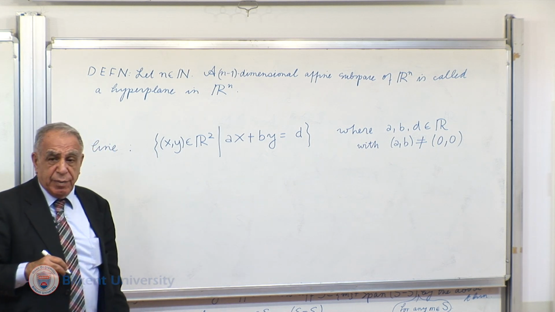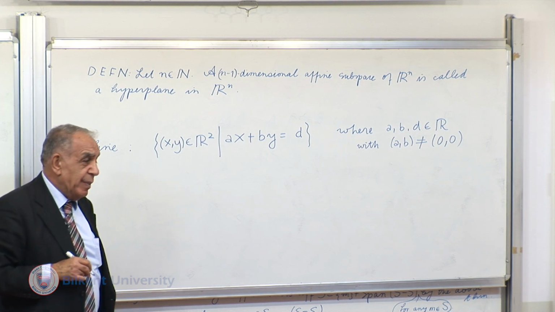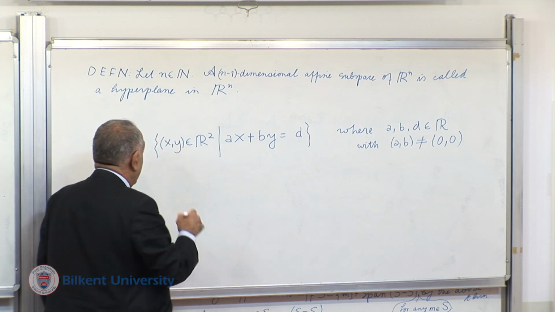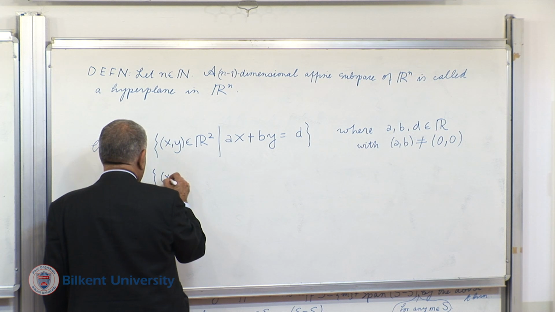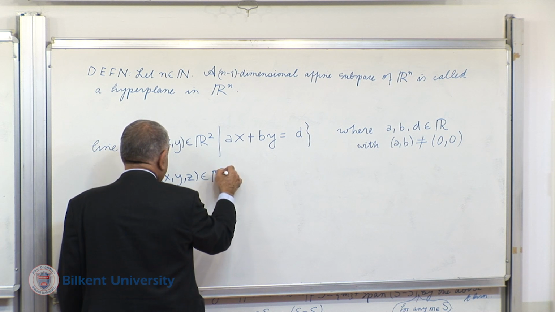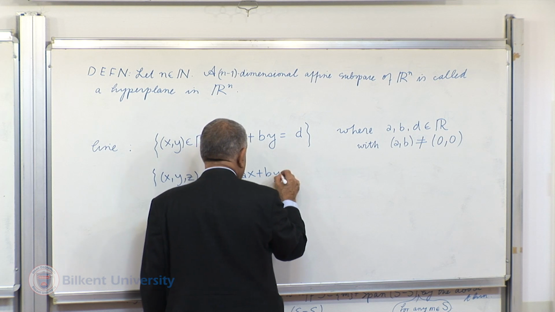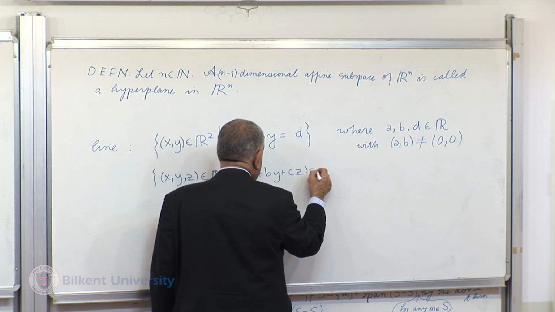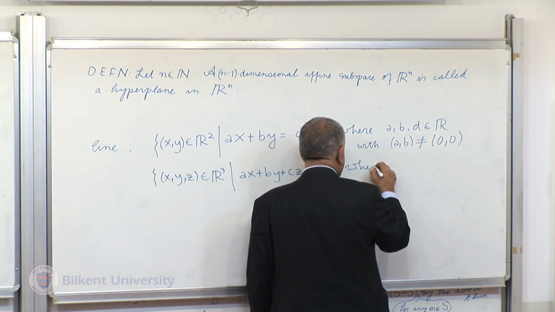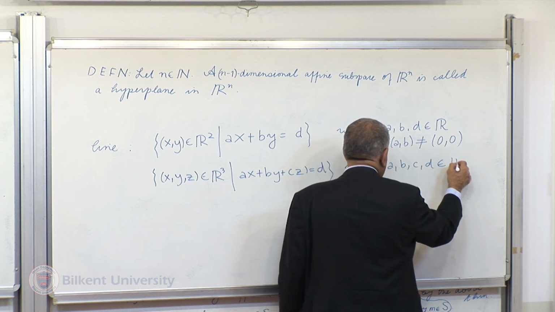What's the counterpart for this in three-dimensional space for a plane? Well, that's the reason why we use here D rather than C. Now we'll have x, y, z in R3 such that ax plus by plus cz is equal to D, where A, B, C, D are in R.